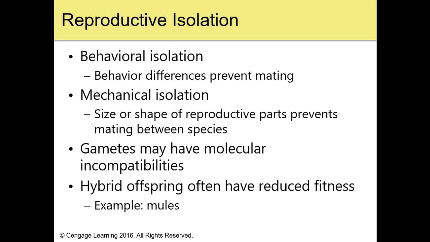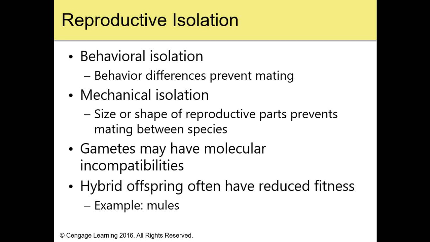Mechanical isolation is when your reproductive parts don't fit. A lot of insects run into this problem, where they've got lock and key mechanisms for breeding. So if the male parts don't fit the female parts, then you can't mate, right? If it doesn't fit, there's no play, it's not going to work.